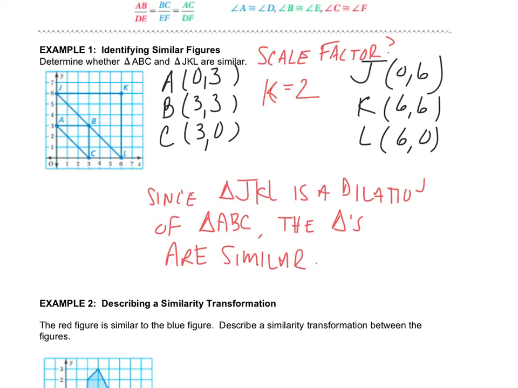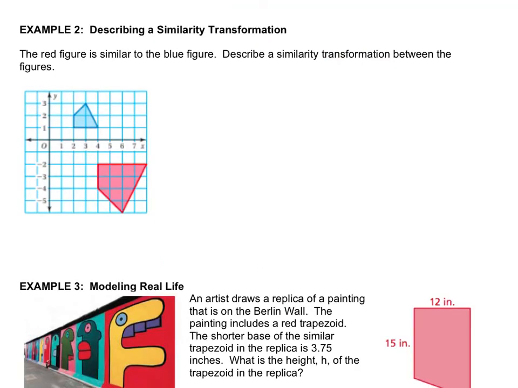So again, by using the idea that a dilation would create similar figures, we found a scale factor that worked to create these two triangles. Next, we want to talk about a similarity transformation using different types of rigid motions and dilations. So the red figure down here is similar to the blue figure. That's something we are told. We don't need to prove it. So describe the similarity transformation between the two figures.